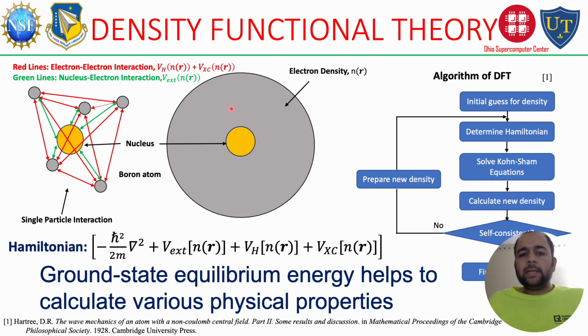I want to briefly describe density functional theory. Here we have a boron atom. The green lines indicate the interaction between the nucleus and the electrons, whereas the red lines indicate the interaction between the electrons themselves.